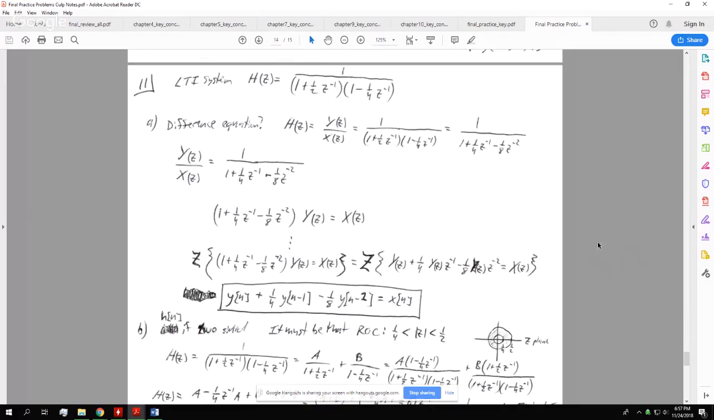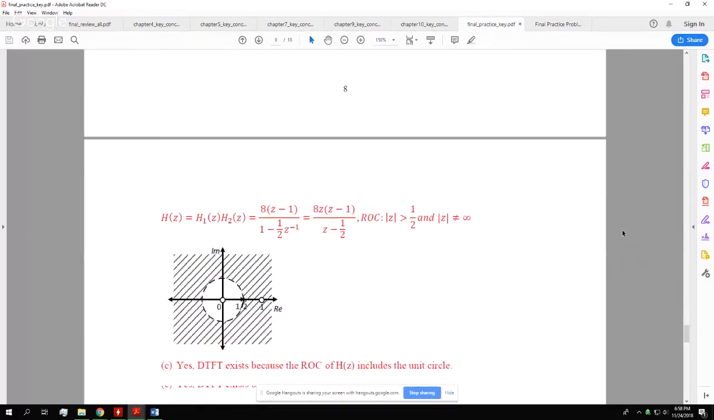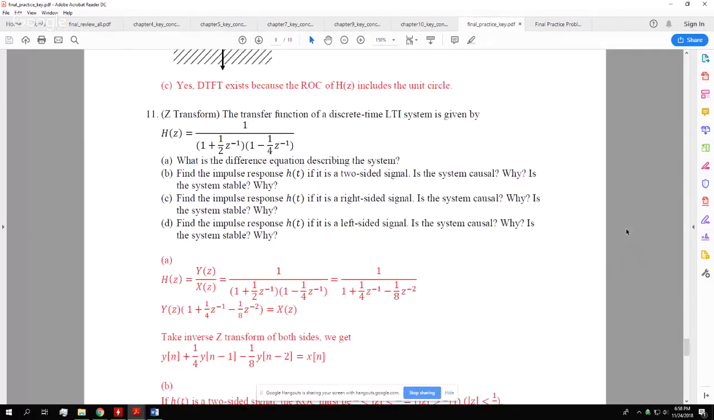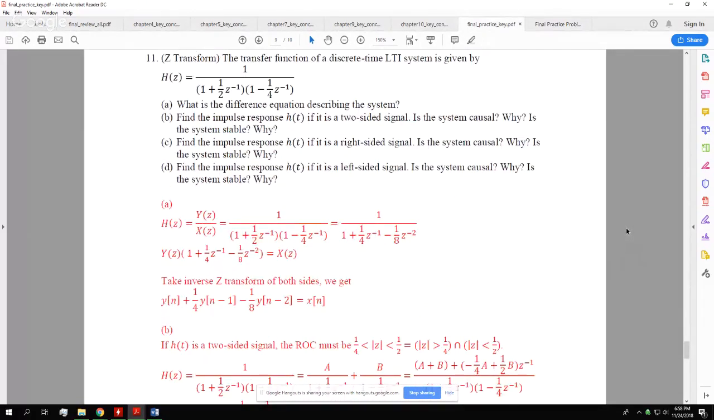All right, so let's get on to problem 11. You're helping that out, no problem. Number 11 is the last problem on this review. It's another z transform, and this time it says the transfer function of a discrete time LTI system is given by this expression. So we're given a transfer function, and it asks us what is the difference equation that describes it.